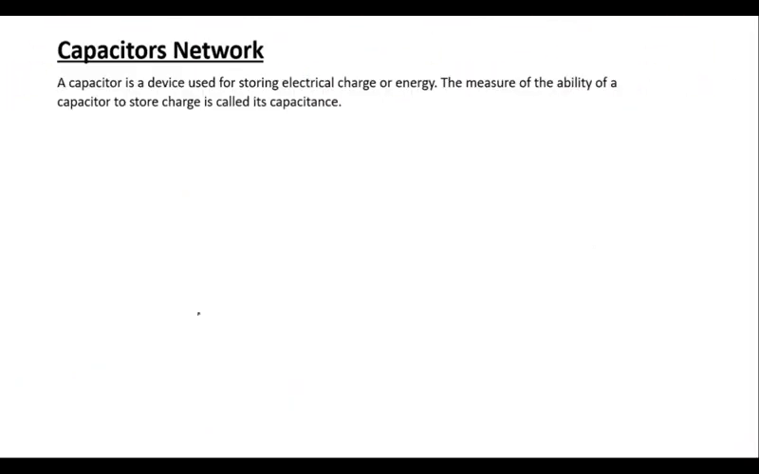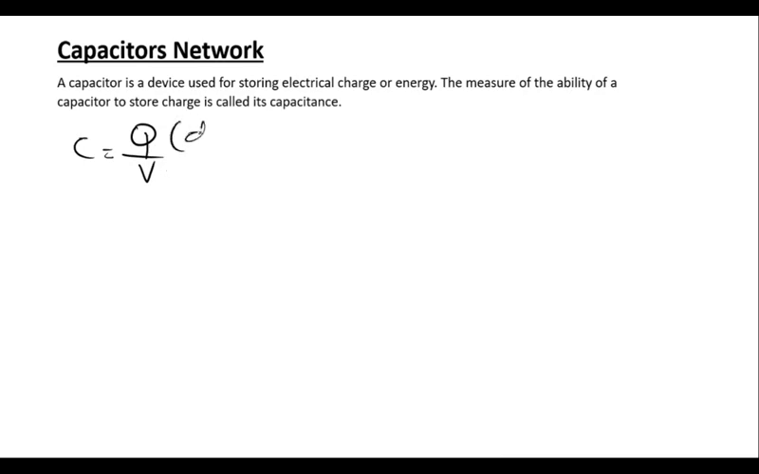So let's go ahead. What then is a capacitor? A capacitor is a device used for storing electrical charges or energy. The measure of the ability of a capacitor to store a charge is called its capacitance. The capacitance of a capacitor, C, is given by the ratio of the charge on the plate to the potential difference between the plates. So, the capacitance of a capacitor is equal to what? The charge divided by the potential difference across the two plates.